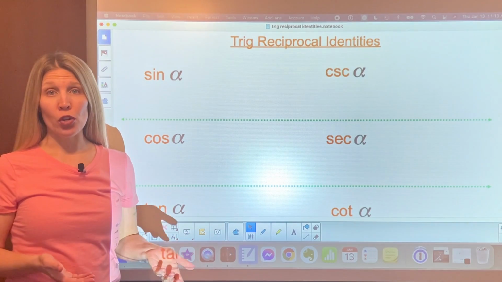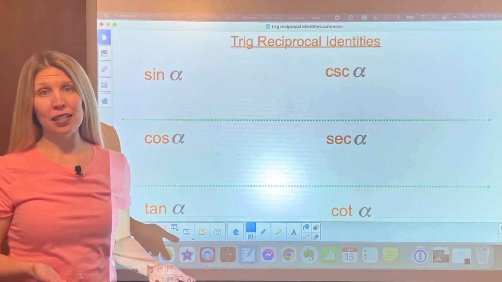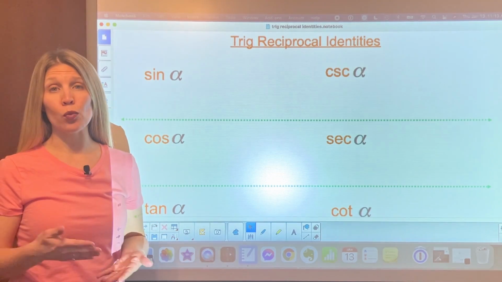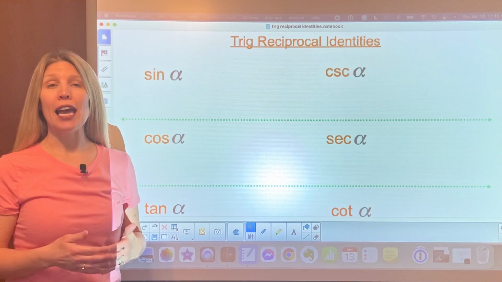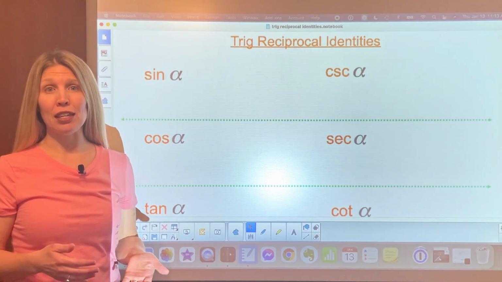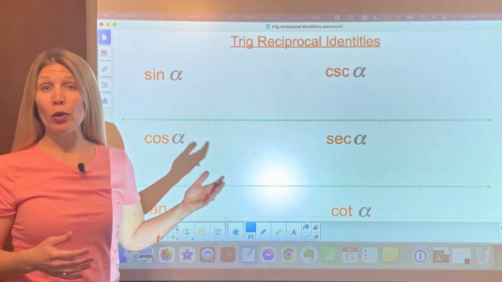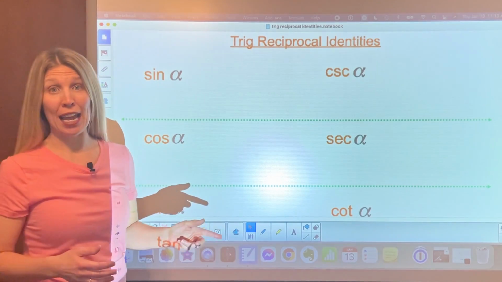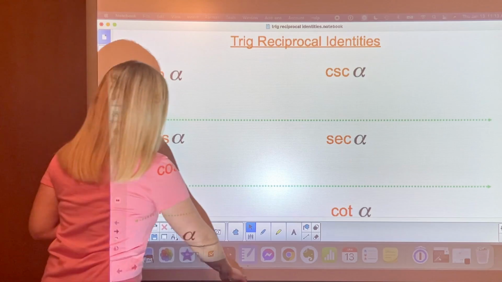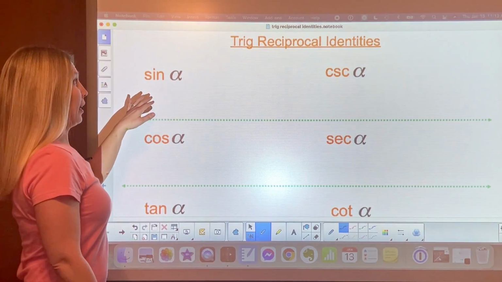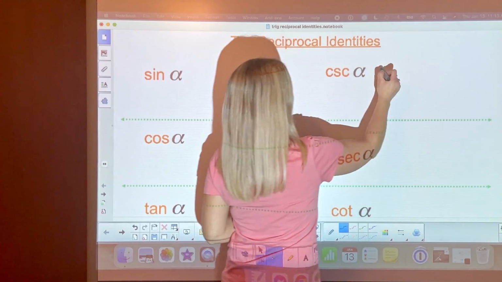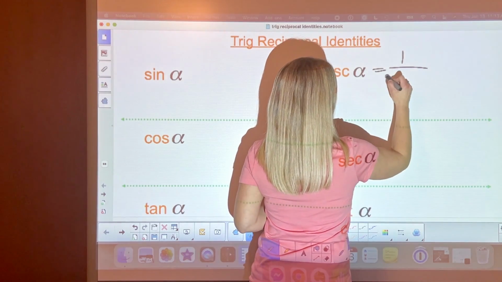Once you learn all your trig identities, the next thing they're going to throw at you is the trig reciprocal identities. And a reciprocal in math is just a number divided by that quantity. So I'm going to show you what all these mean today. The first one we're going to look at is sine. So the reciprocal means one number divided by that quantity.